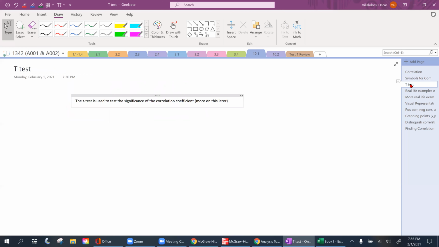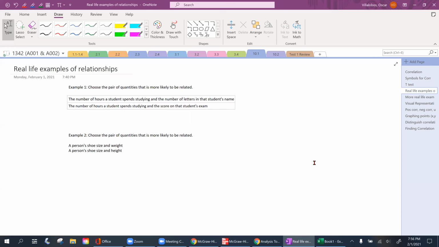Looking forward into the next sections, this is a foreshadowing: the t-test is going to be used to test the significance of the correlation coefficient. We will have more on this later. Now we're going to touch on some real life examples of relationships.